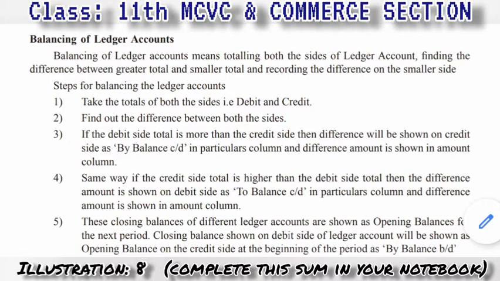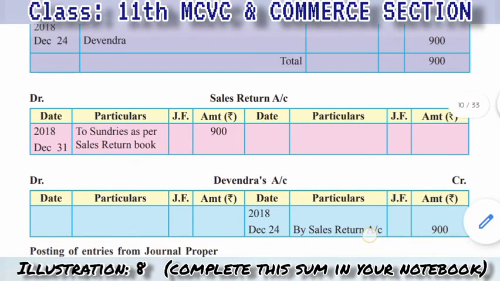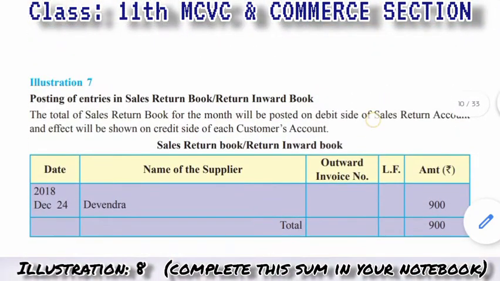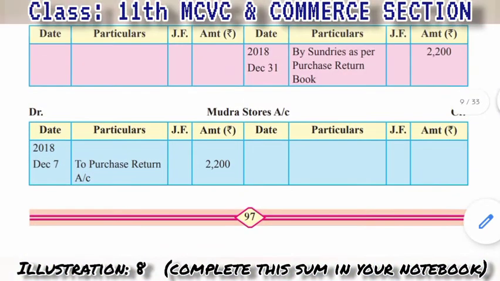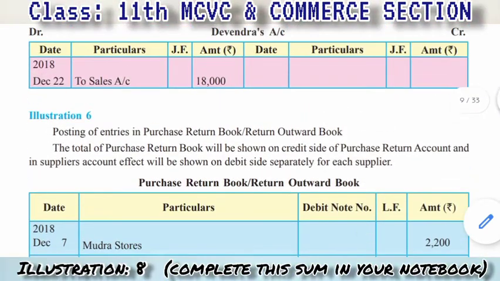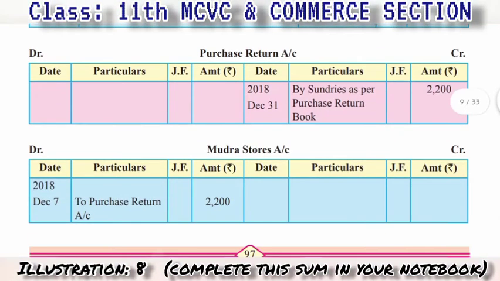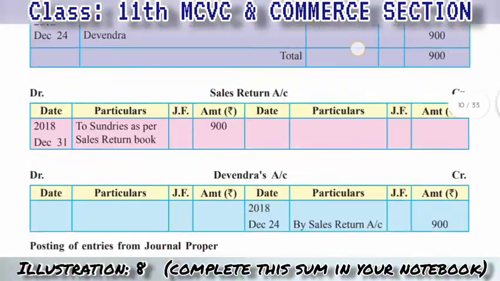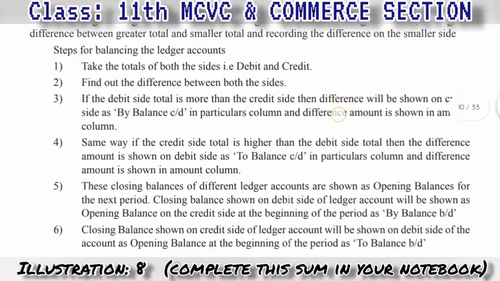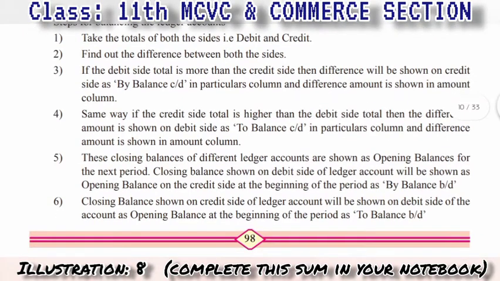So, Standard 11th, today we are going to start with a new topic that is called balancing of ledger. Students, we have also solved many of the exercises in the last videos. Till illustration 7 we have completed, correct? So now, without fail, we will go further. And today we are going to start with a new topic which is called as what?